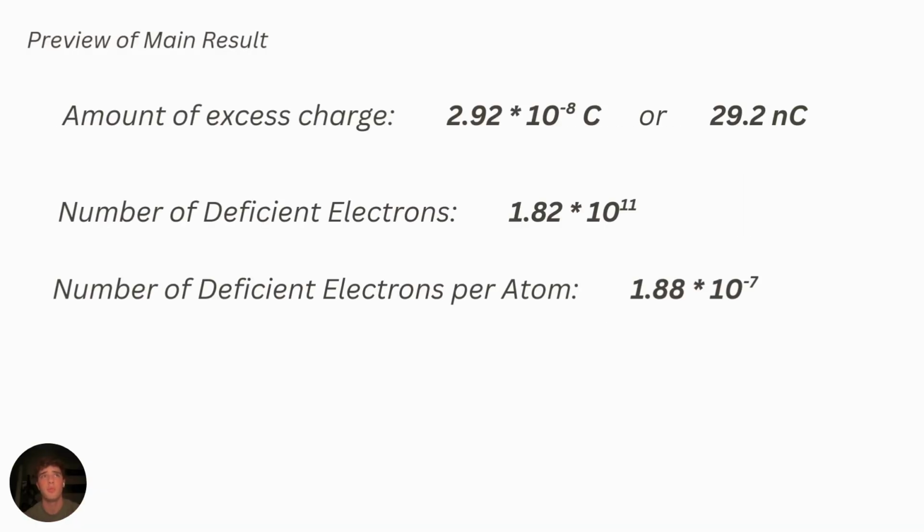So here's a quick preview of my main result. The amount of excess charge on the U-tape was 2.92 times 10 to the negative 8 coulombs, or 29.2 nanocoulombs. The number of deficient electrons was 1.82 times 10 to the 11, and the number of deficient electrons per atom was 1.88 times 10 to the negative 7.